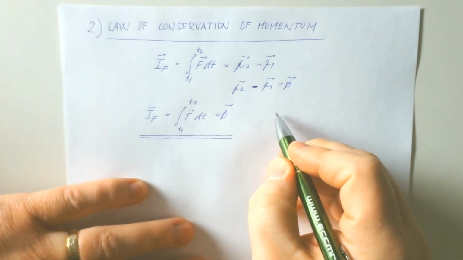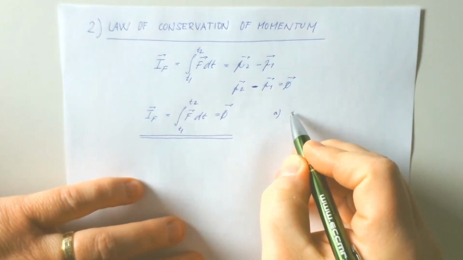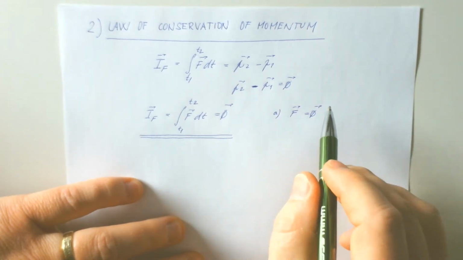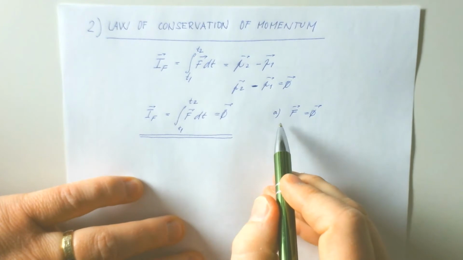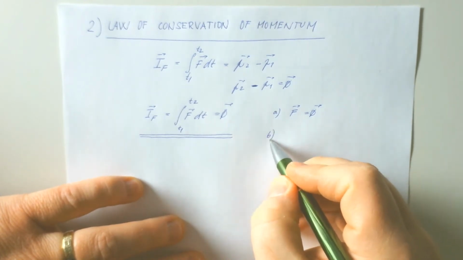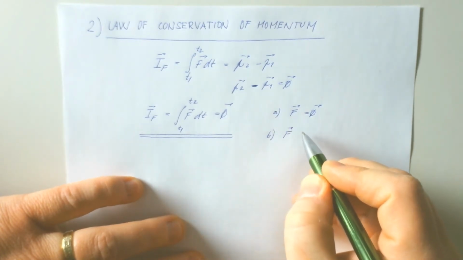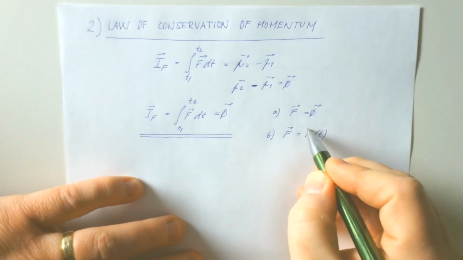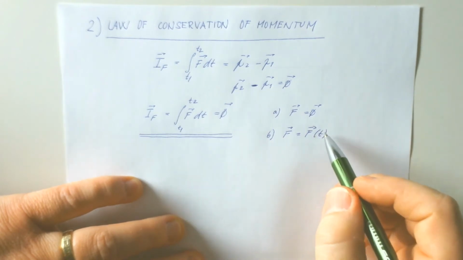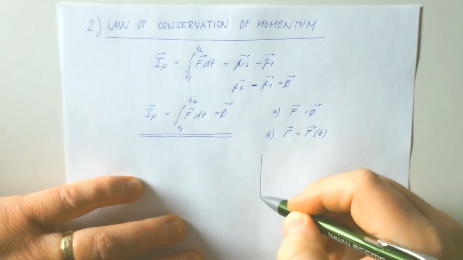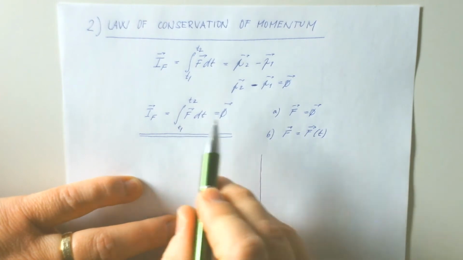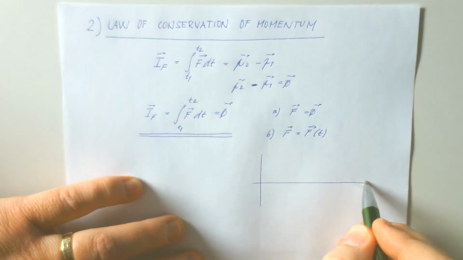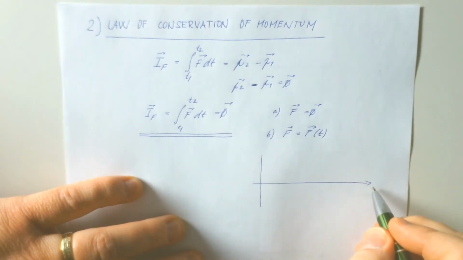For example, A, we can say that there is no force. So the integral of 0 can be 0 too. So it's okay. But B, for example, F can depend on time in such a way that the integral of this function in a certain time interval is equal to 0. So let's show such an example.